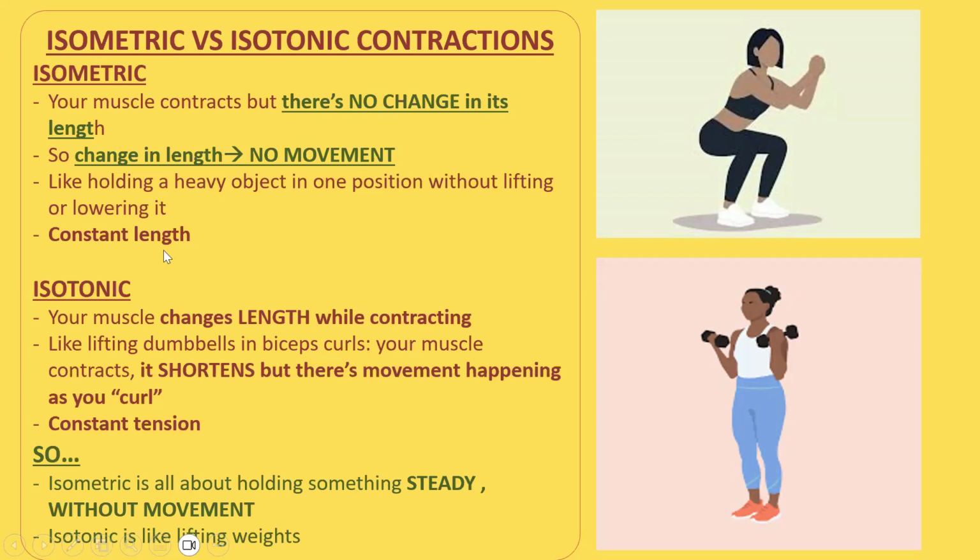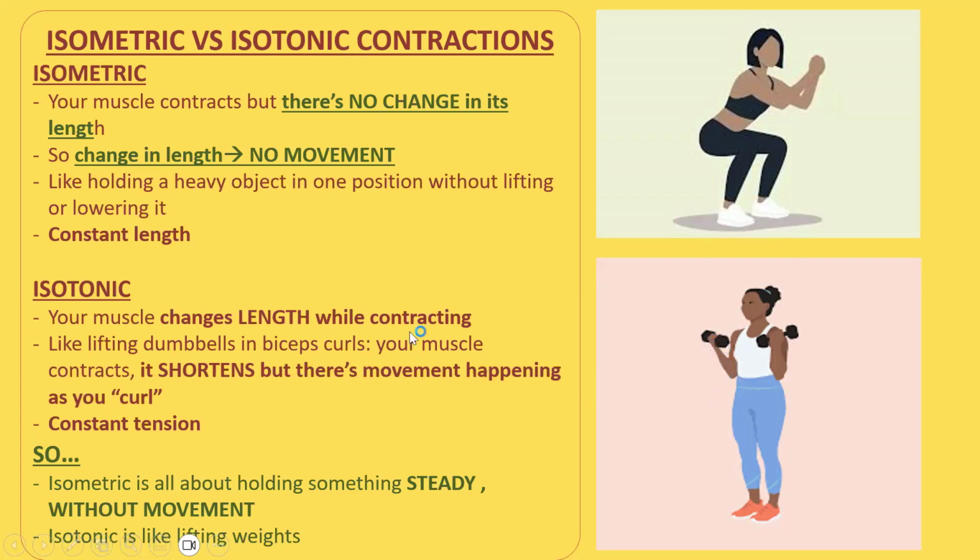Now, isotonic, on the other hand, is when there is a change in length while contracting. In this diagram, this woman is biceps curling. She is curling her biceps to work her biceps. There is a change in length. Right here, her biceps is shortened. If she relaxed her arms, or went to the resting position, her biceps would be relaxed. This is isotonic contraction.